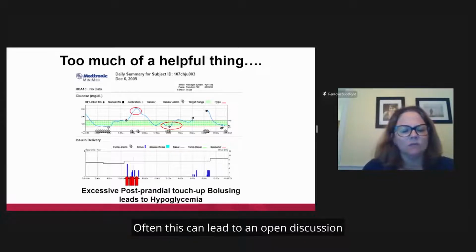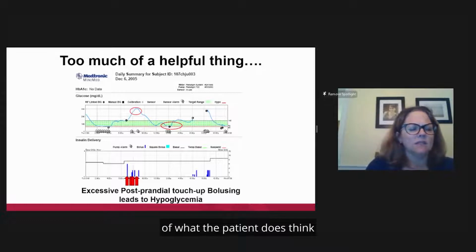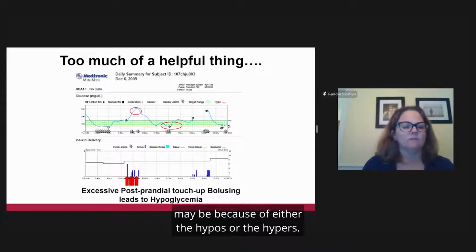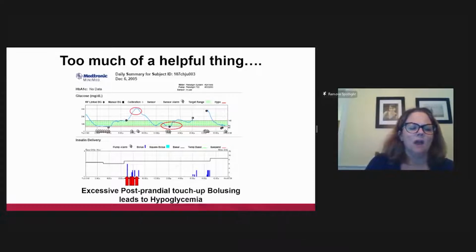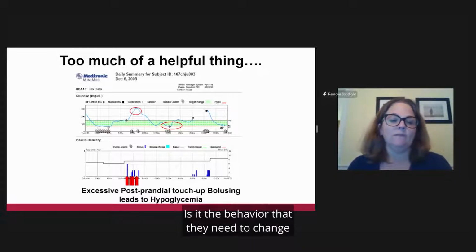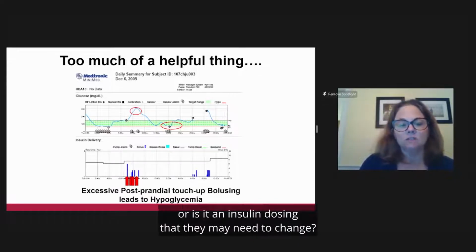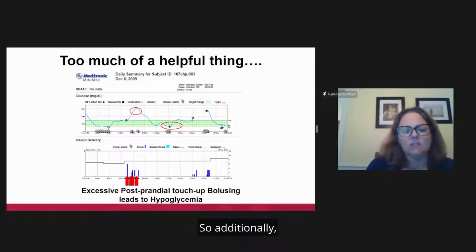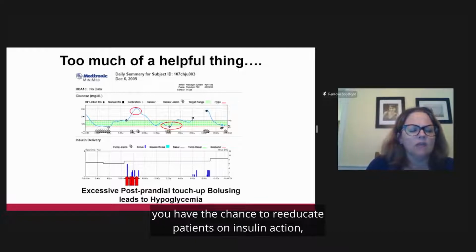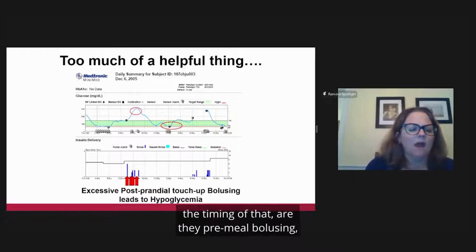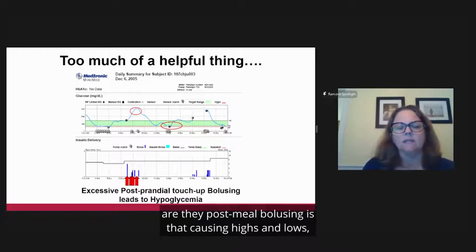Often, this can lead to an open discussion of what the patient does think may be the cause of either the hypos or the hypers. Is it a behavior that they need to change, or is it an insulin dosing that they may need to change? Additionally, you have the chance to re-educate patients on insulin action and the timing of that. Are they pre-meal bolusing? Are they post-meal bolusing? Is that causing highs and lows?